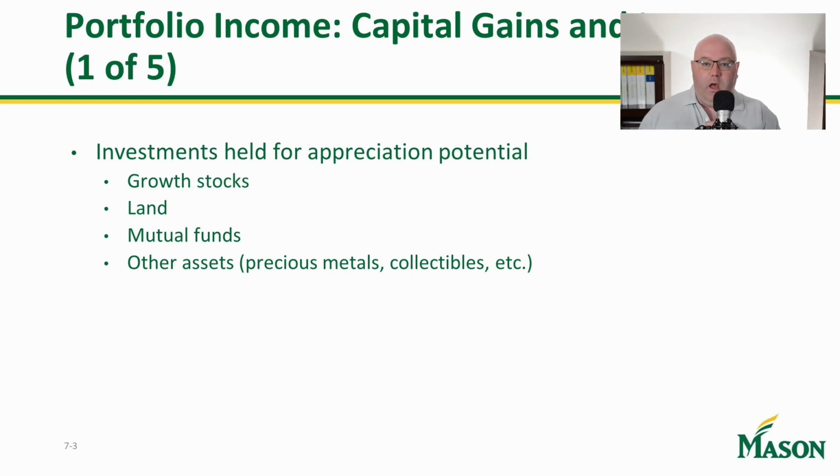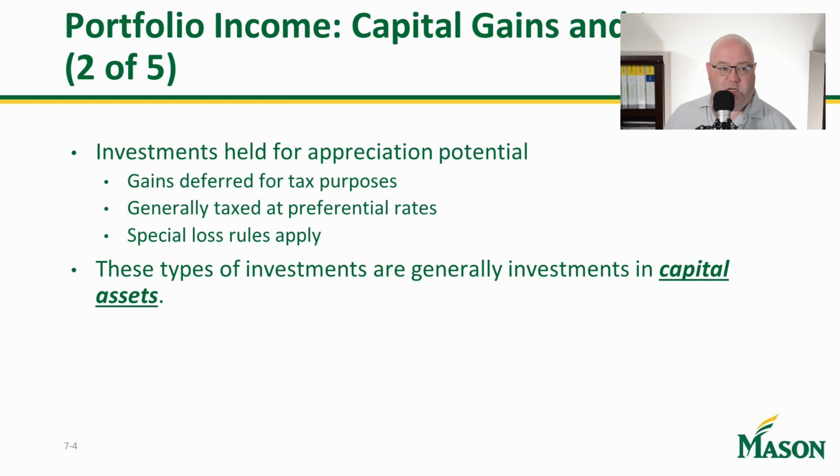For example, stocks generally are going to be taxed at capital gains rates if they're held for more than a year. Land, same thing. Mutual funds, pretty much the same thing. Other assets, such as precious metal collectibles, could be taxed at the collectibles rate, which is a 28% flat rate, but that's going to depend upon whether they meet the criteria.